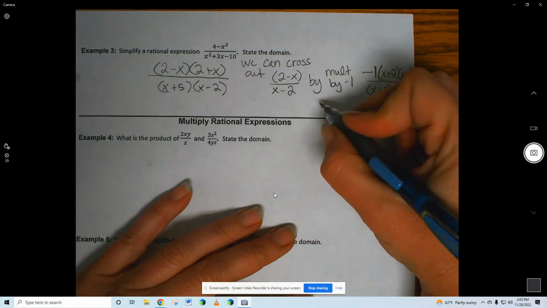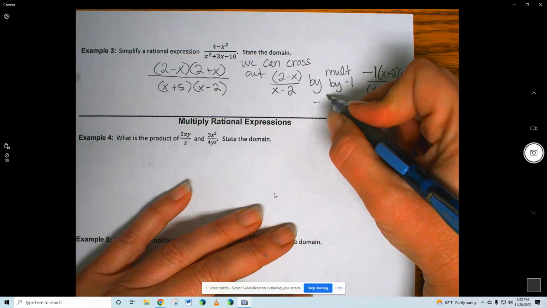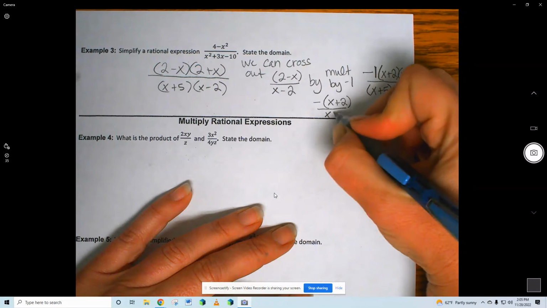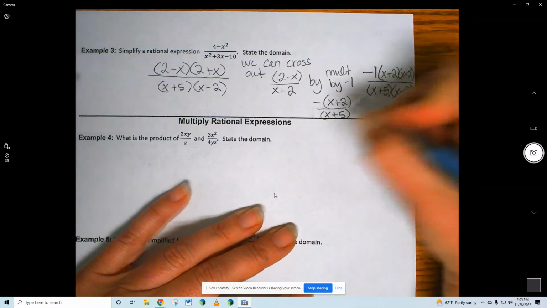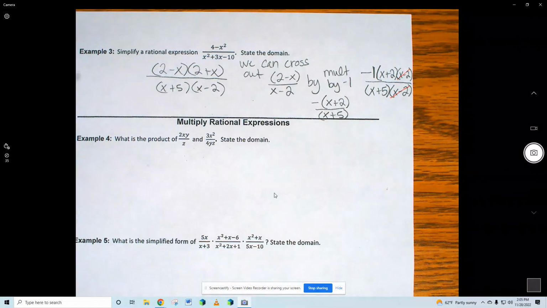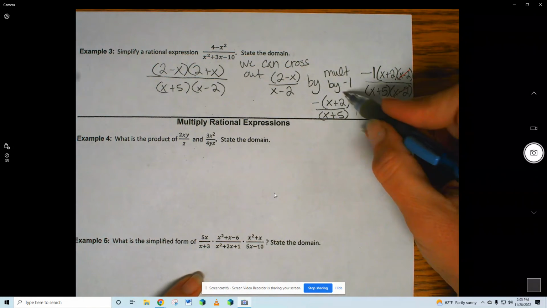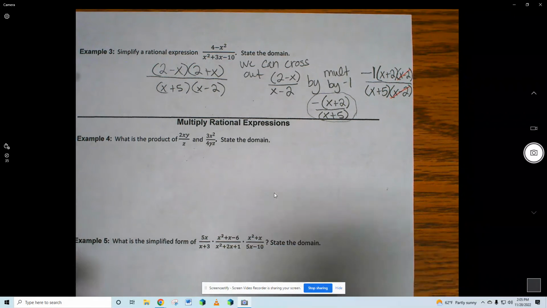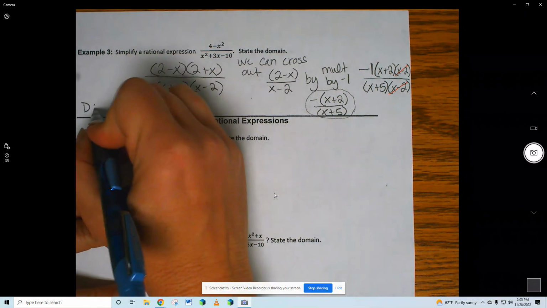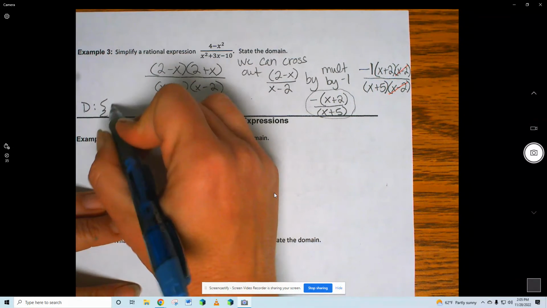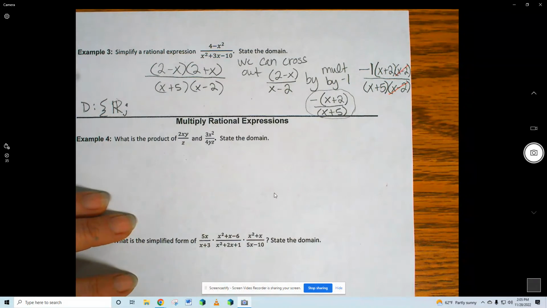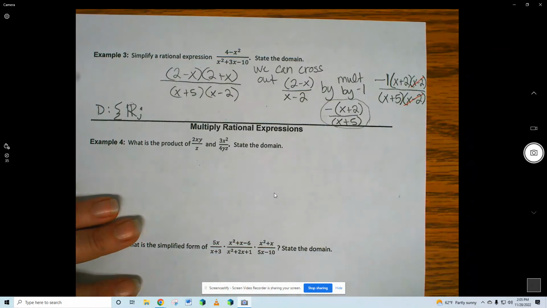Here's my final answer. Negative, and I don't have to put the 1 really. I really don't. X plus 5. This would be my final answer. My domain is going to be all real numbers. It really is proper notation for you to put the fancy bracket, the all real number sign.